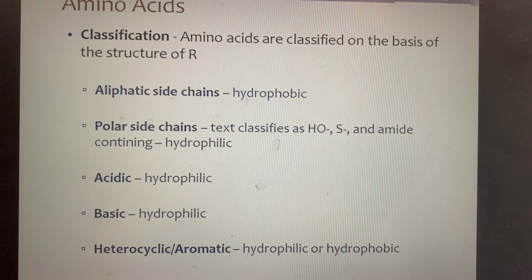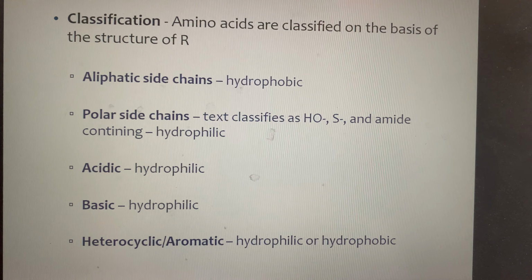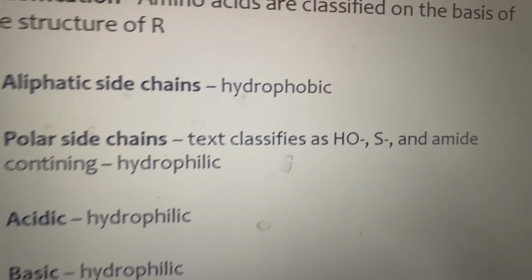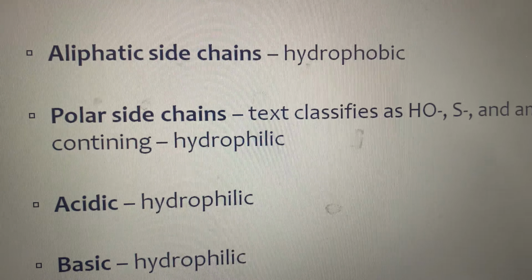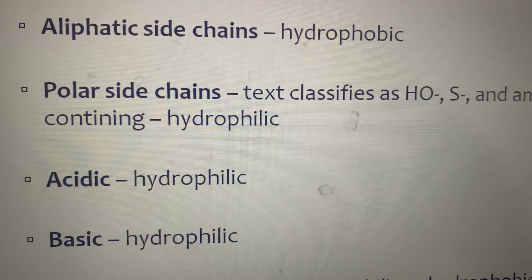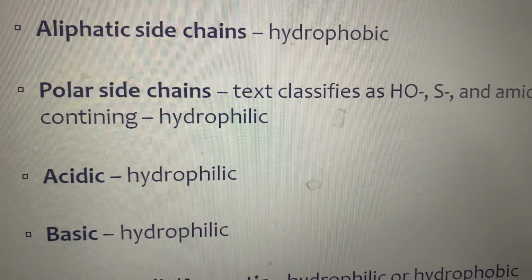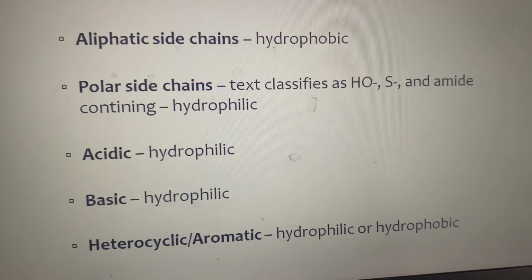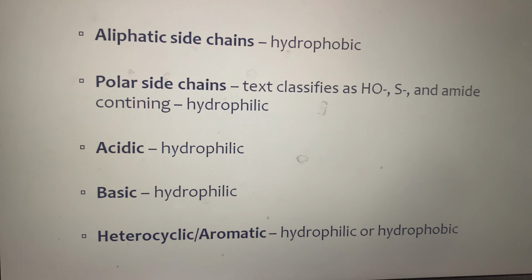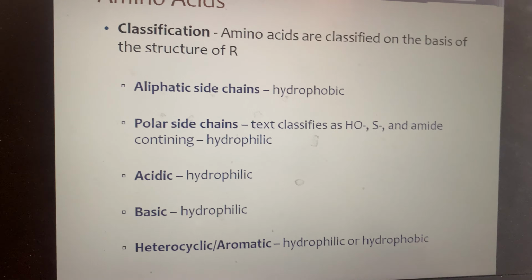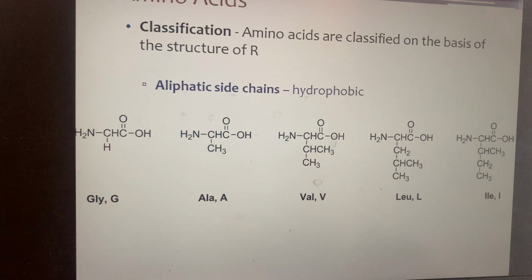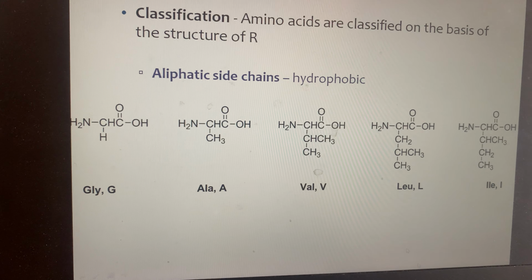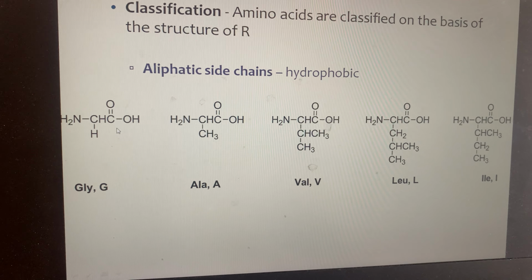Amino acids are classified on the basis of the structure of R: aliphatic side chain, hydrophobic, and polar side chain. Aliphatic side chain is when R is all together CH2, CH3 without any functional group. Polar side chain amino acids contain OH or amide, and they can be acidic as we have seen in the last slide, and basic as well, and they can be heterocyclic. These are the structures of different amino acids.